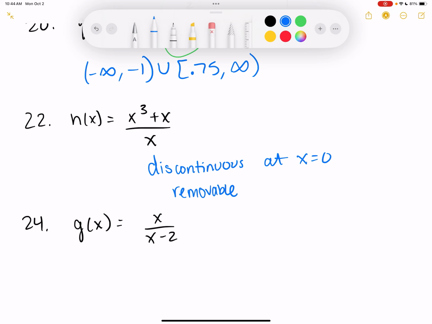Okay, it's not asking if the whole function is continuous. It's just asking at that point. So at this point, I'm not even going to zoom in. I'm just going to hit second trace calc, and that'll honestly give it to me faster. You can zoom in if you want to look at it, but you don't have to. So again, x equals 0.